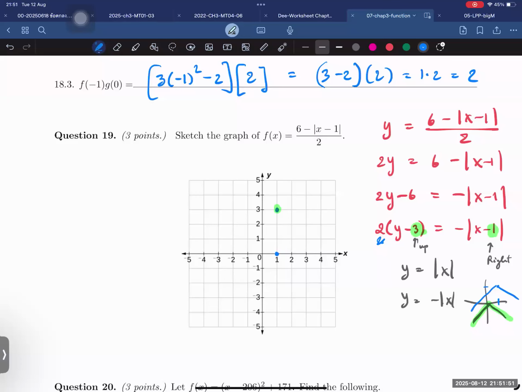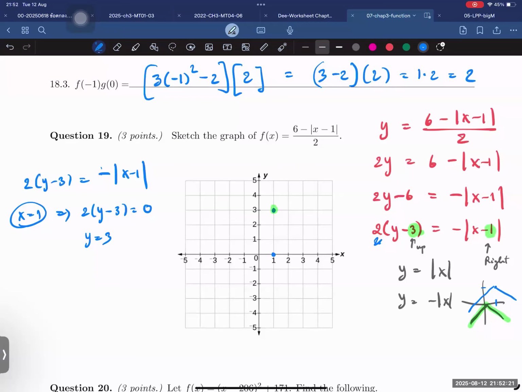Okay, for example, if we have 2y minus 6 equal to negative of absolute x minus 1, right? If x is 1, it's better to choose x equal to 1, because x minus 1 is going to be 0, right? So when x is 1, you're going to get 2y minus 6 equal to 0. That means y is going to be 3. Oh, it's right here. It's already there. It's not good. Sorry.